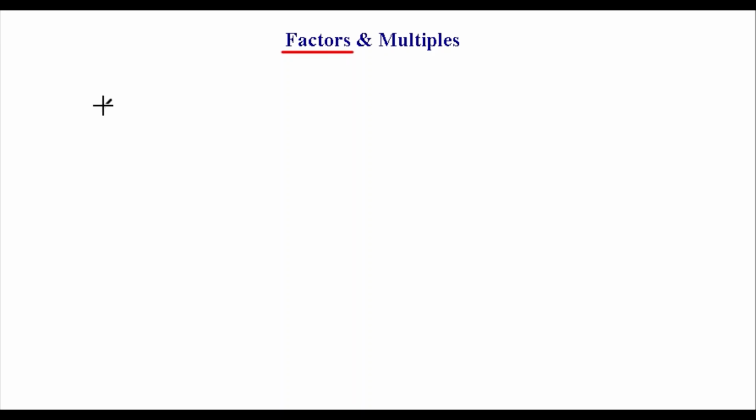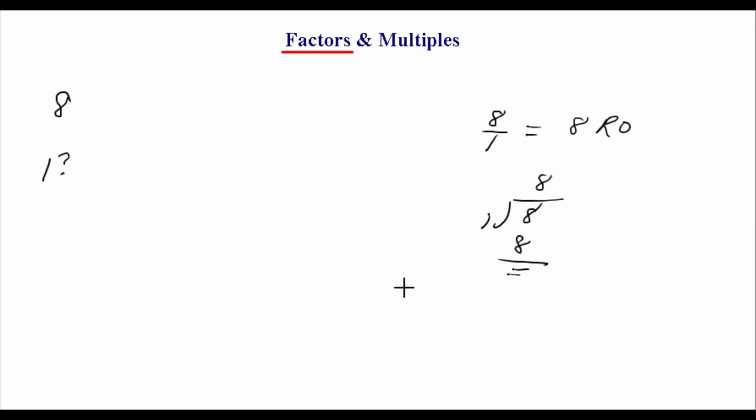Example, if I have 8, I want to know if 1 is a factor of 8. How can I tell? I have to divide 8 by 1, and when I do that, I'm going to get 8 remainder 0. Now what I did right here was just 1 into 8. So it's the long division version, okay? And you'll see I get a remainder of 0, all right? So yes, 1 is a factor.